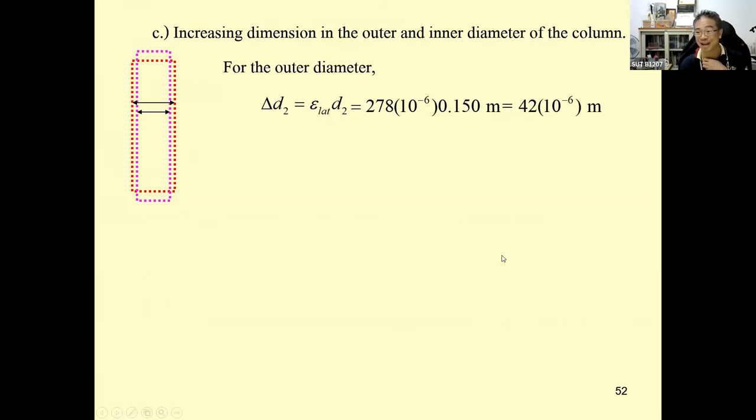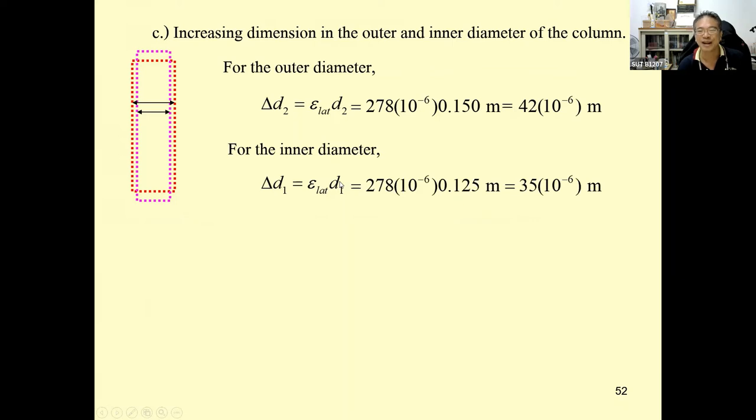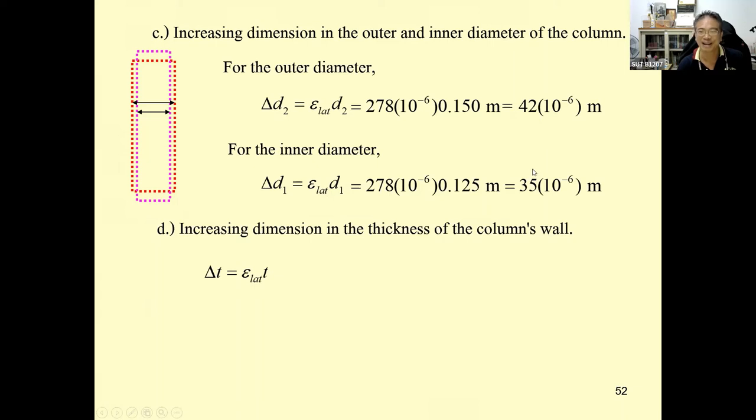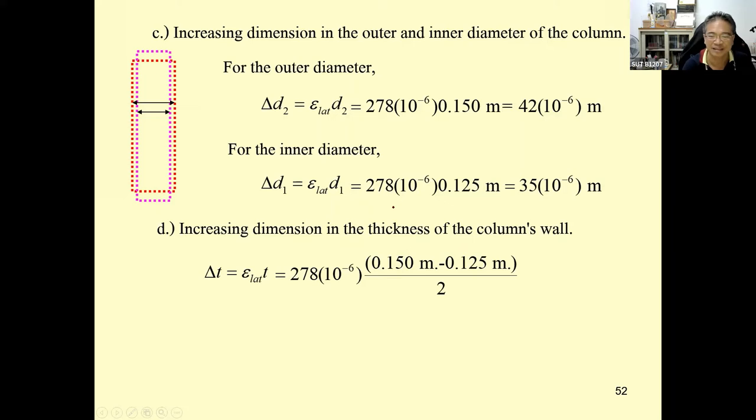That is going to be the outer diameter. How about the inner? Just multiply the lateral strain with the inner diameter. If you subtract, you can see the change in the thickness. Just multiply the lateral strain with the radius, the outside radius R2 and the inside radius R1. You can see the thickness change is infinitesimally small, nearly impossible to see.